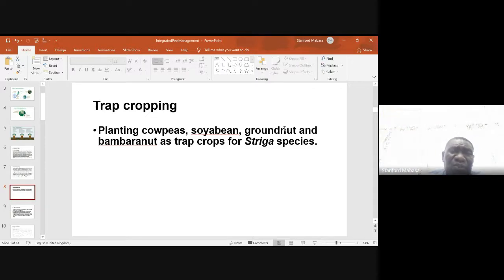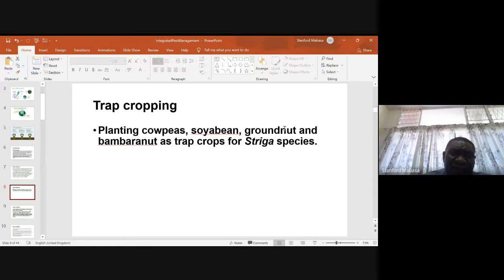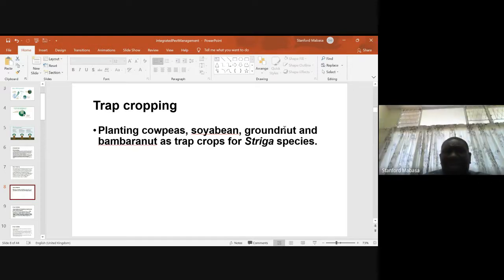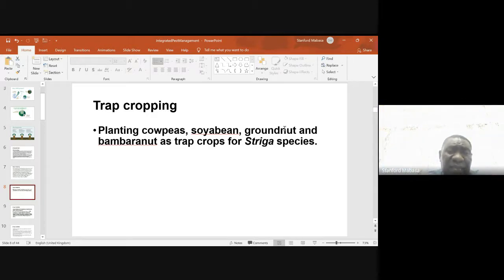Trap cropping can also be applied to parasitic weeds. In this case, we can grow cowpeas, soybean, groundnut, and bambara nut as trap crops for striga species. So what happens is that when you grow these crops, they will produce some root exudates, which will cause the striga seeds to germinate, but the striga will fail to get attached to the roots of these crops, and the striga will eventually die.